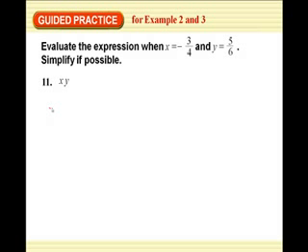X times y, so negative 3/4 times 5/6. 3 goes into 3 once, 3 goes into 6 2 times. You can't cancel straight across. So negative 5/8. Is that what it was? Yep.